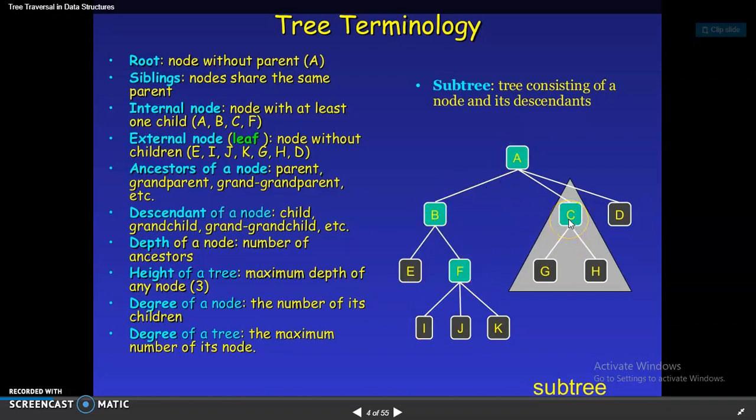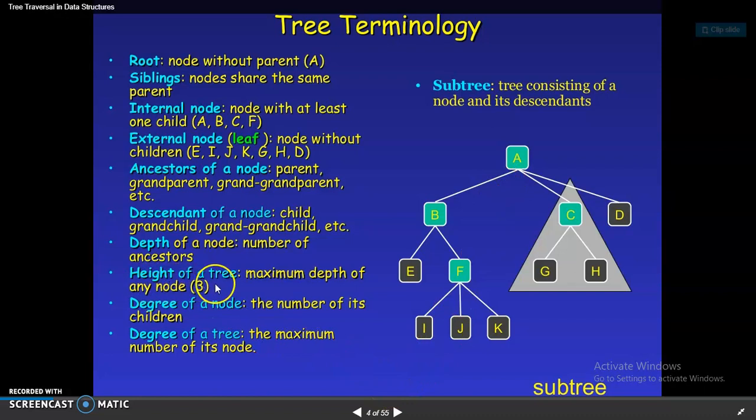And the C node's depth is 1 because there is only one ancestor. For the E node, the ancestors are B and A, that is 1 and 2, so depth 2. The H node is also depth 2. And for the D node there is only one ancestor, so the depth is 1.